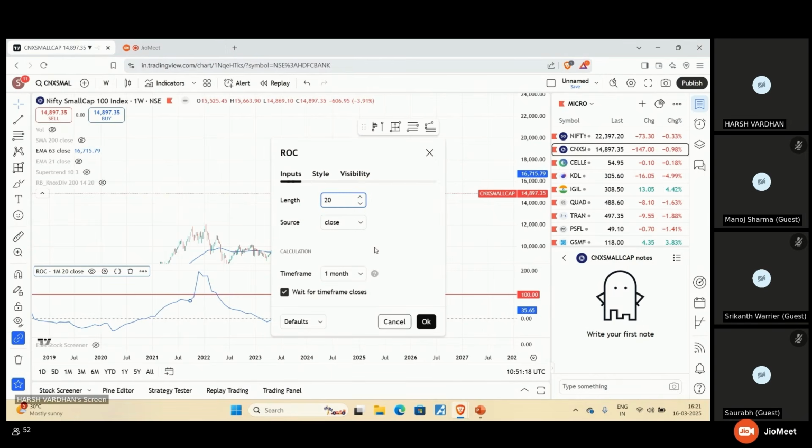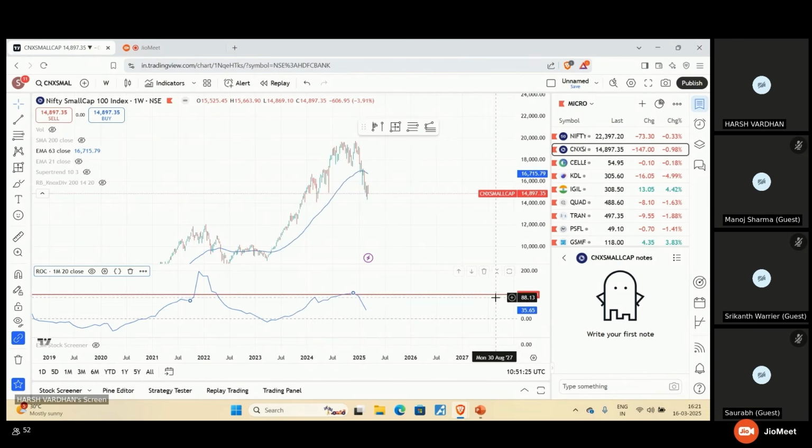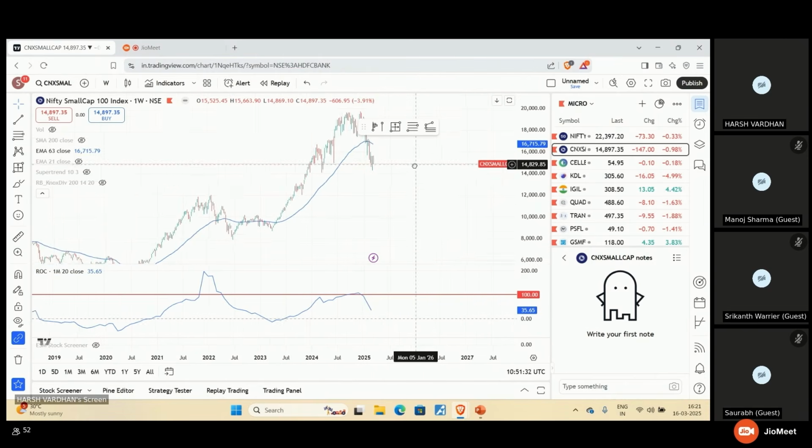Source: close. This means closing price. At 100 you should draw one line, and at 0 you should draw a dotted line. So you should buy here. So let's backtrack it. Let's see how effective it is.